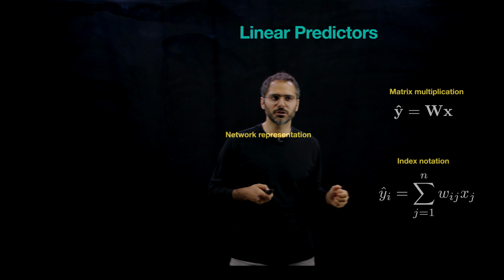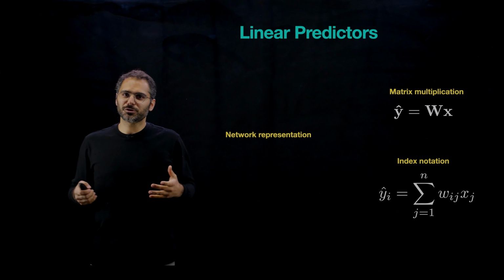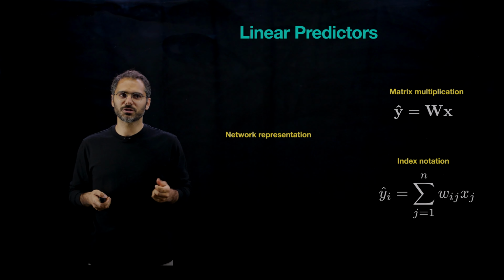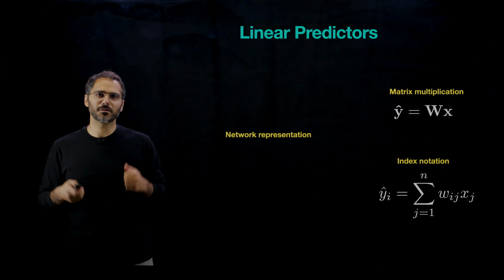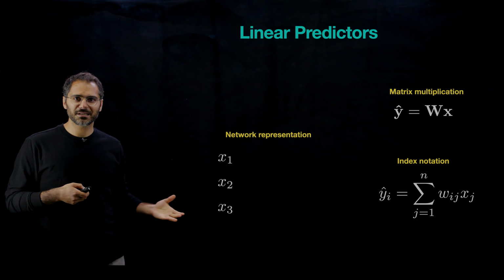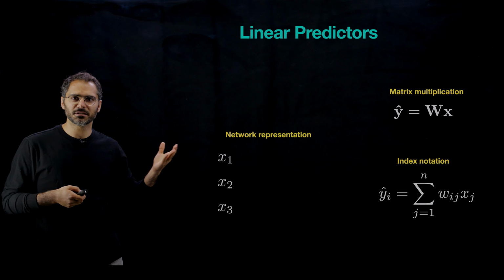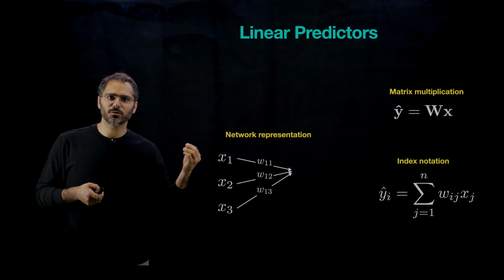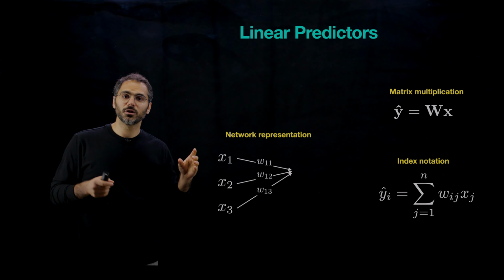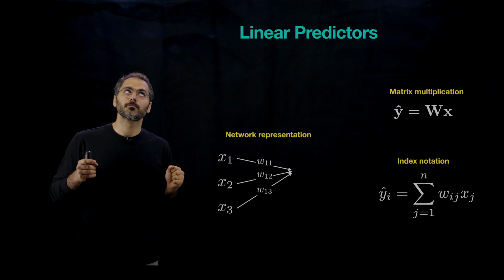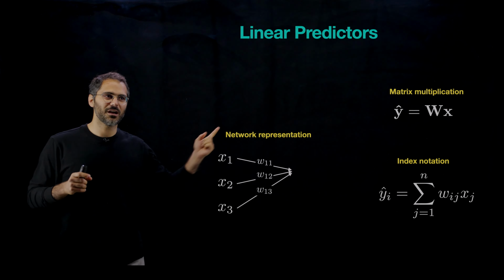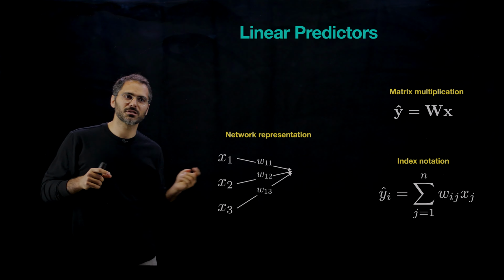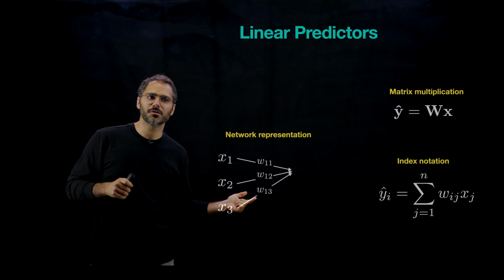And this is an index notation. Now, there is another notation that's not as common in math, but is common in neural networks, which is the network representation, or a graph representation. Let's say x is three-dimensional, so it has three entries, x1, x2, and x3. Now we take x1, x2, x3, and multiply it by the first row of W. So we have Wx, and the first row of W is w11, w12, and w13.